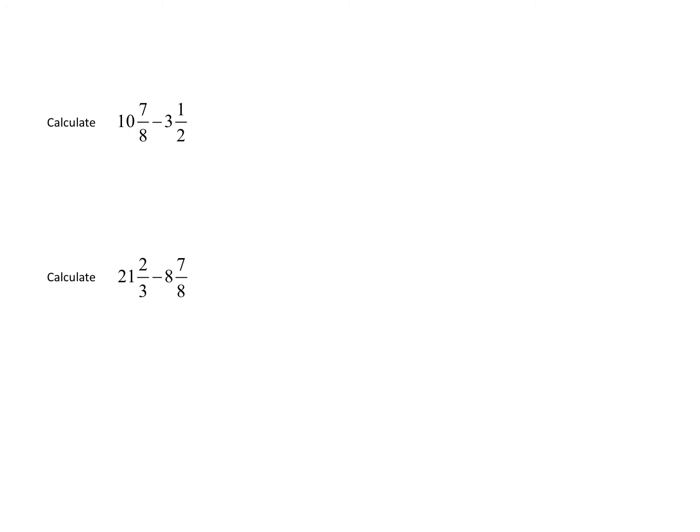Same idea, we still need that common denominator. So the first one, our common denominator is just 8. So we only need to change the second one, which will be 4 over 8, times top and bottom by 4. 10 minus 3 is 7. 7 minus 4 is 3. So our final answer is 7 and 3/8.